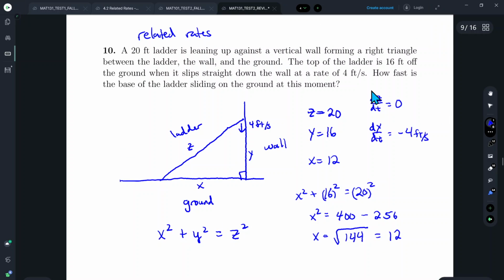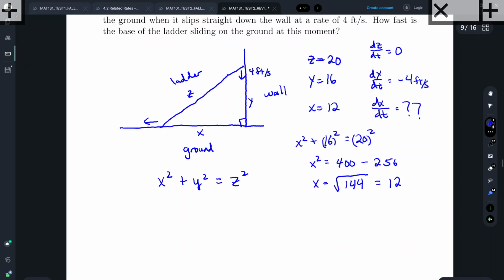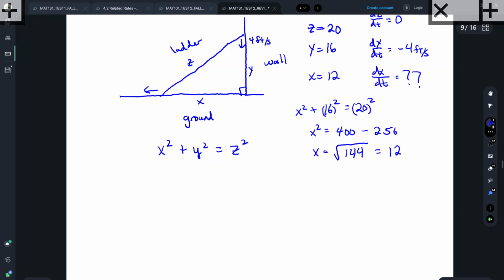And what are we trying to find? How fast is the base of the ladder sliding on the ground? Right, so the bottom of the ladder is going this way. So that's going to be dx/dt. Okay, so that's the setup for the problem. And now we're ready to calculate.